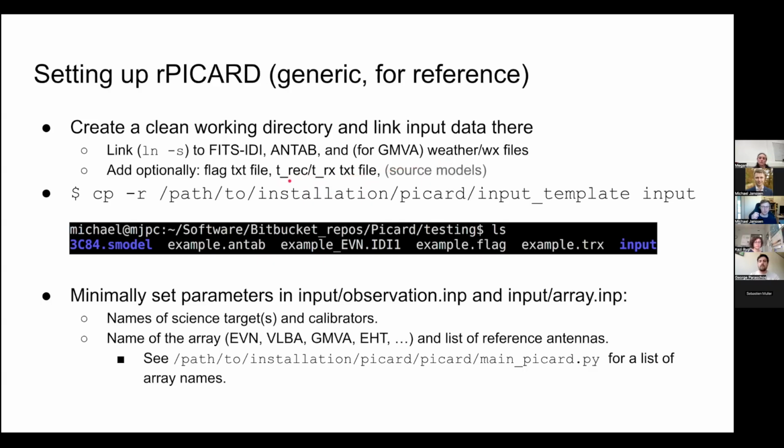So normally, if you do this opacity correction, you need your receiver temperatures. If you don't have a priori information, the code will fit for this. But if you know your receiver temperatures, you can also specify them in a file, and then the code doesn't need to fit for them. And in principle, you can also use models of the sources that are then taken into account for the calibration, but that's not usually something you do in VLBI data processing. But you can.